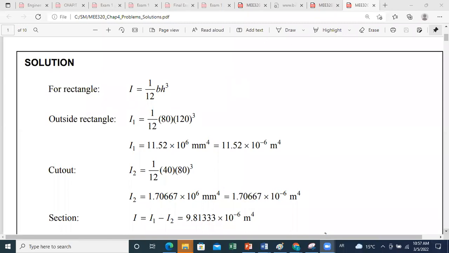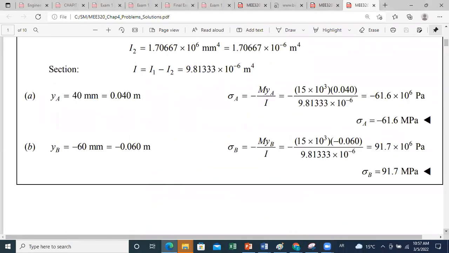Now, after getting I, as we said, we just have to apply the relation, and we don't forget to convert the units. So Y is expressed in meters. And as expected, sigma A will be negative because it's subjected to compression, and sigma B is positive because it's subjected to tension.